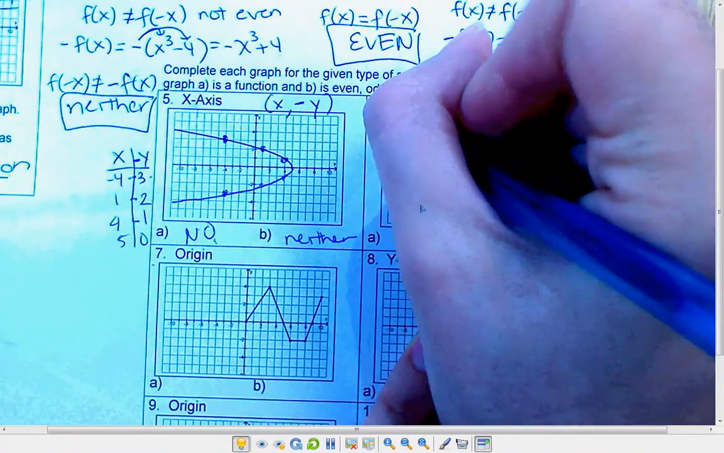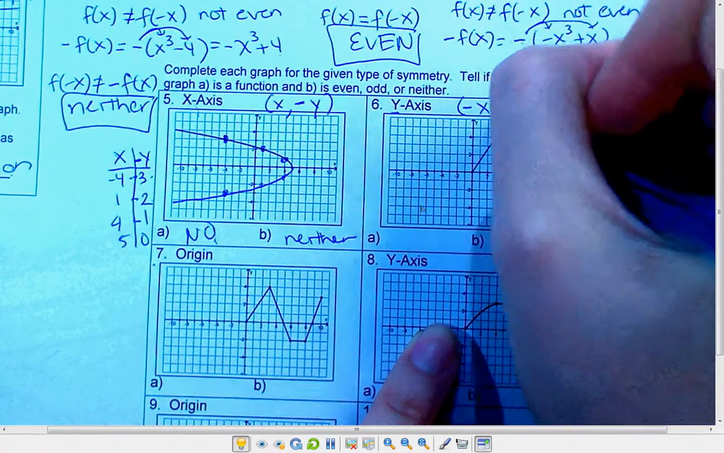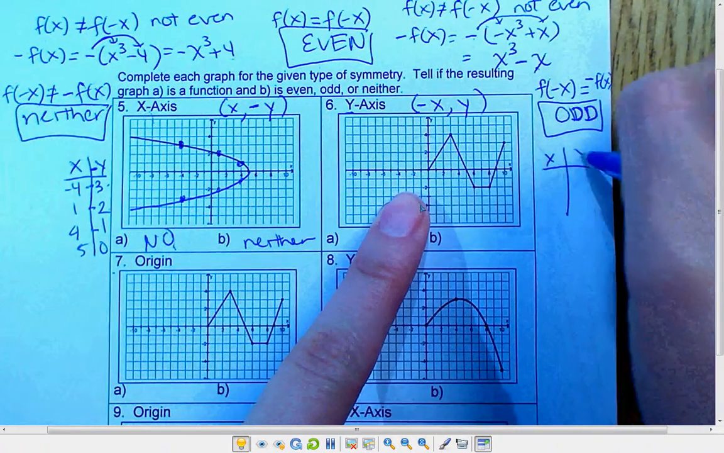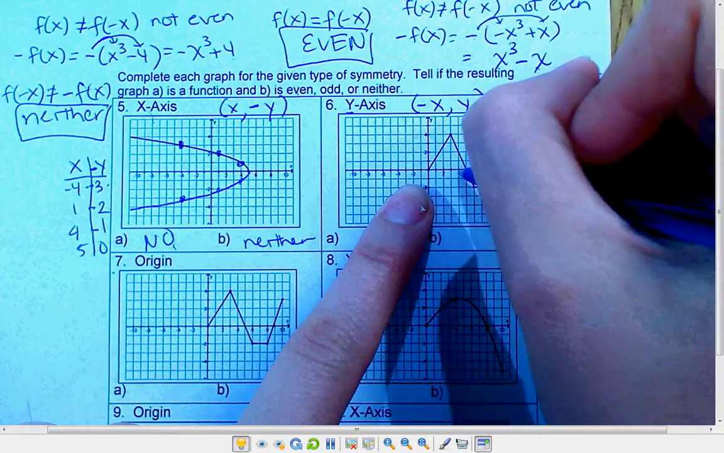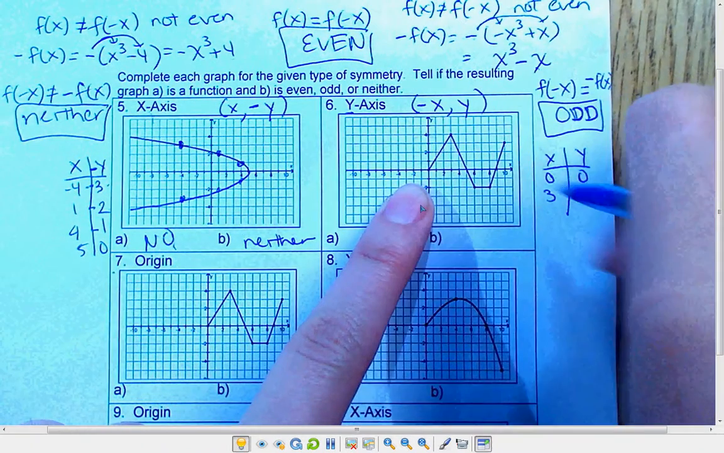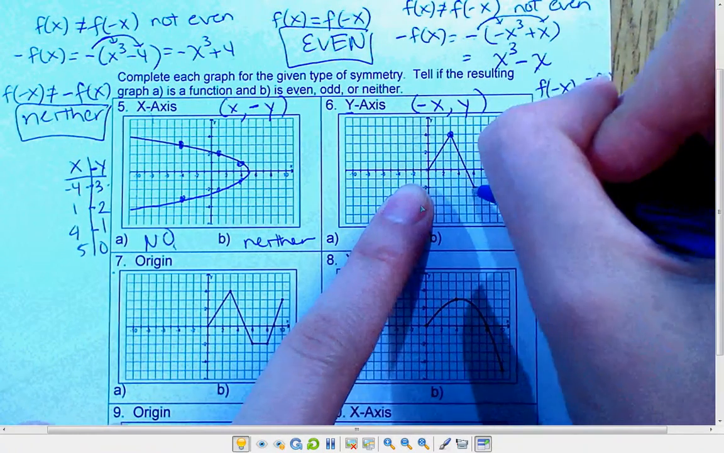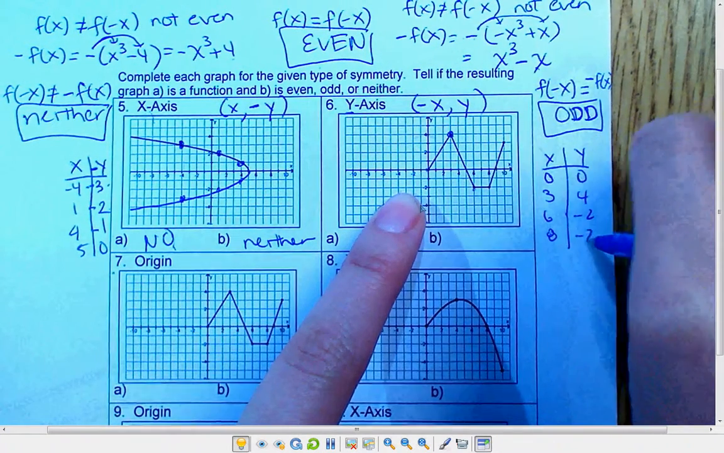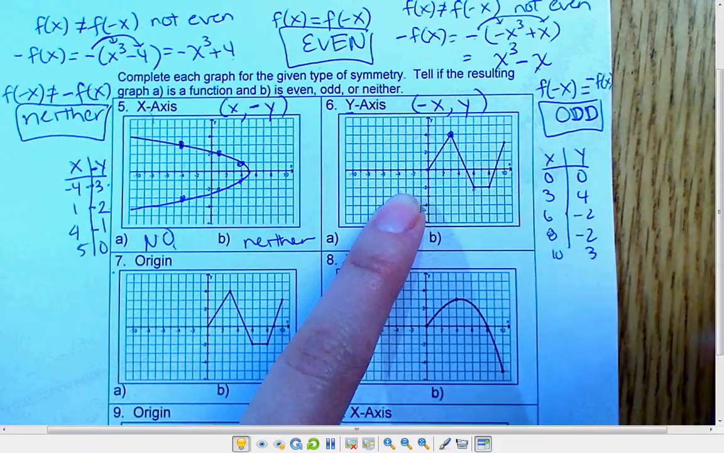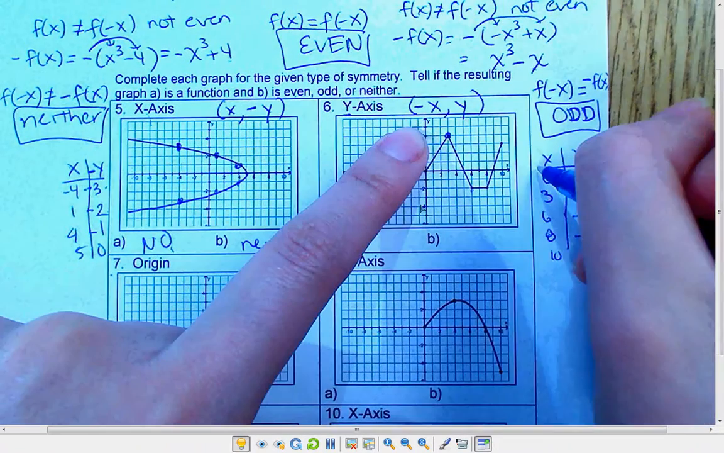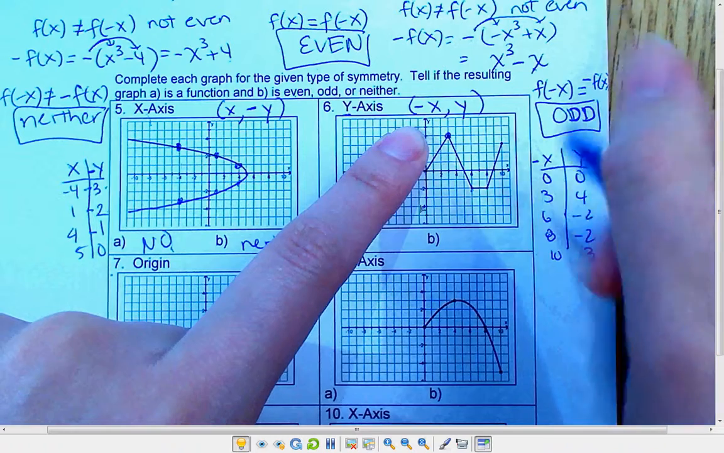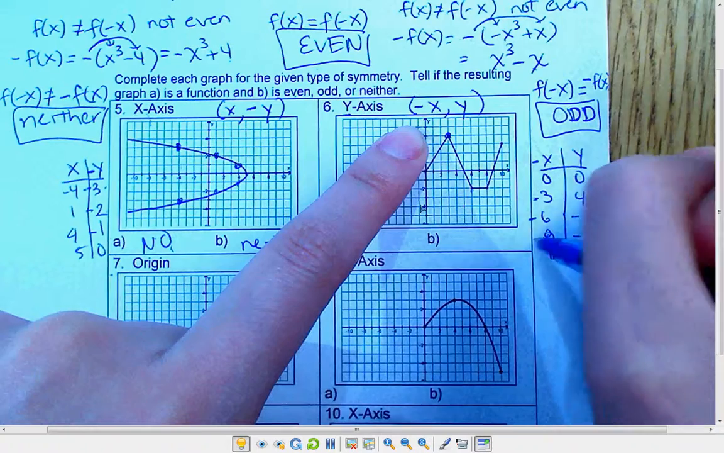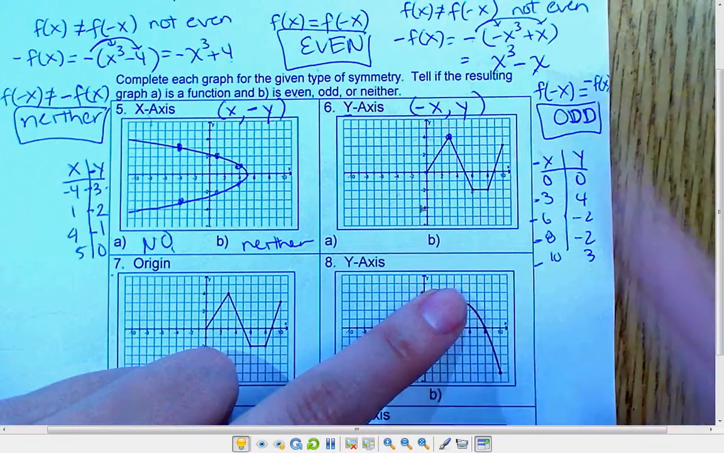So for 6, now we're reflecting across the y-axis, so that's changing our x's. So again, let me make a table of my points. So I got 0, 0, 3, 4, 6, -2, 8, -2, and 10, 3. And this time I'm changing my x's. So I'm going to make all my x's change. So before they were 0, 3, 6, 8, and 10. So now it's 0, -3, -6, -8, and -10. So they used to all be positive, now they're all negative.